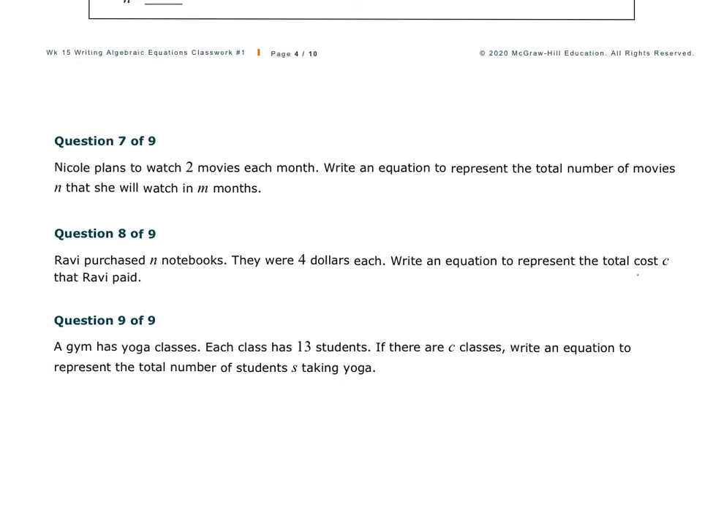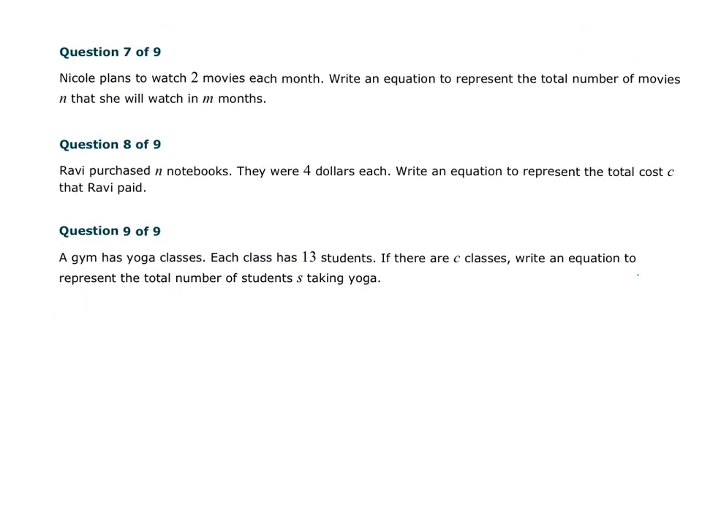Okay, next type of problem. Nicole plans to watch 2 movies each month. Write an equation to represent the total number of movies she will watch in M months. 2 movies each month. Too bad they both start with M. So the number is N and the months is M. Okay, I'm going to show you a different technique for this. It's going to be using a T-chart.